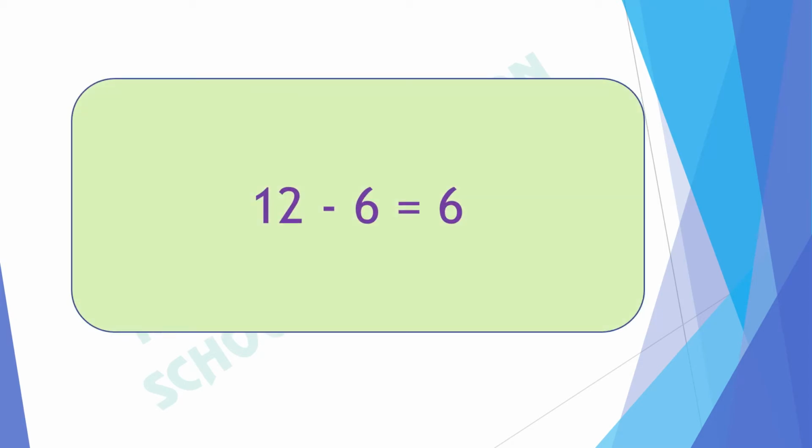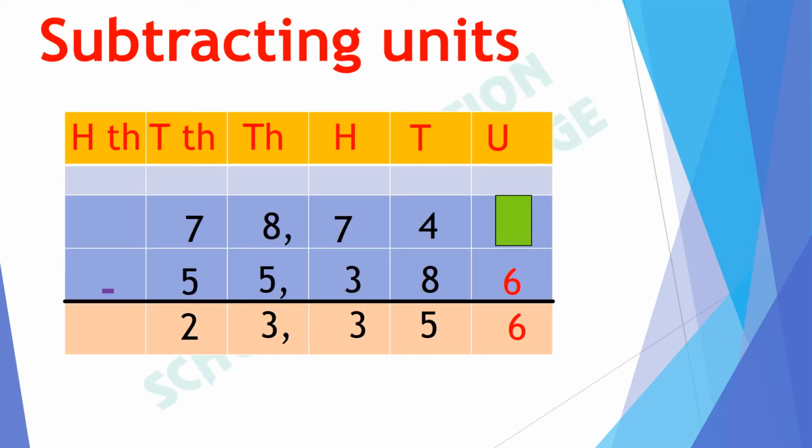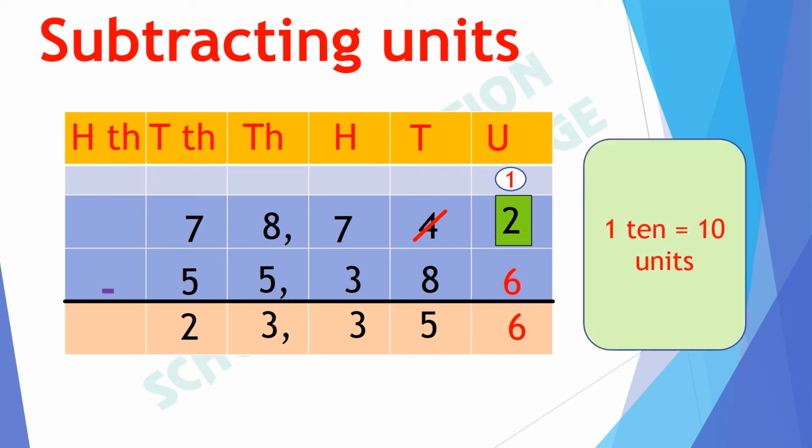We can say that from 12, if we subtract 6, the difference we will get will be 6. Difference is 6 and the digit subtracted is also 6. As we need 12 in the units place, we will write 2 in the units place. We will take one borrow from the tens and we will get 10 units. Here we are left with 3 tens. Now if we subtract 6 from 12 units, we will get 6 here.